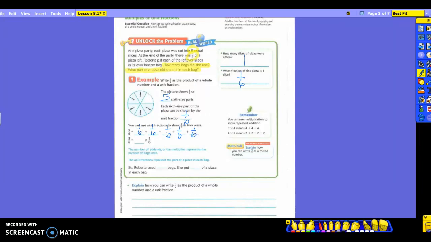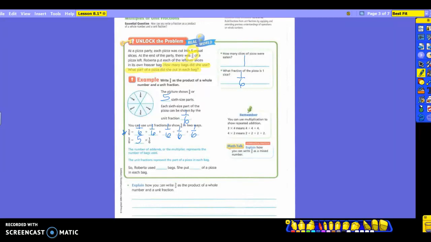The other way is to take how many slices times your 1/6. So how many were there? 5. So this is how it would look. This is what you're used to right here, right? This is what you're going to now start to see. Instead of doing 1/6 plus 1/6 plus 1/6 plus 1/6 plus 1/6, you're going to say 5 times 1/6. Everybody see that? Yes? Okay.